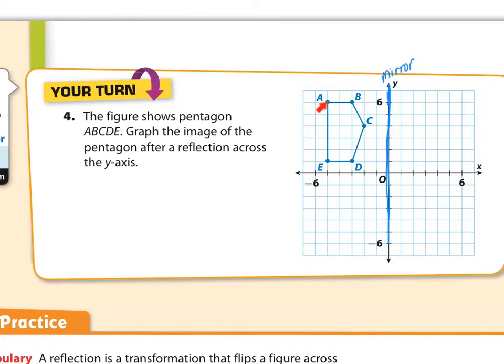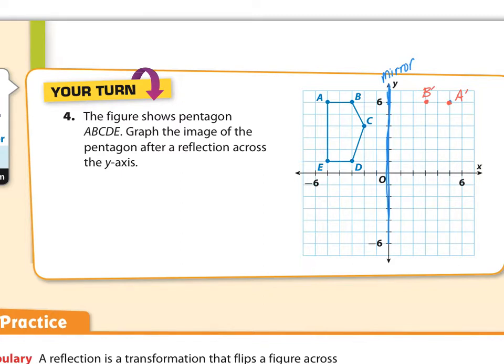So think about point A. Let's start there. How far away is point A from the mirror, going directly to it? So I'm going to count over 1, 2, 3, 4, and 5. So I'm going to count from my mirror going the other way, 1, 2, 3, 4, and 5. And so that ends up being right here. In this point, let's use a different color, point A prime is going to be that. So remember, point A prime is the image of A. And then the next point, point B, is 3 away, which means B prime is going to be 3 away on the other side of the mirror.